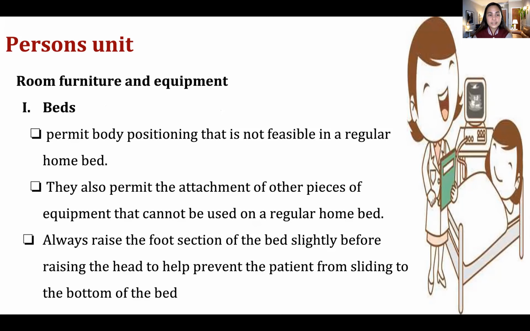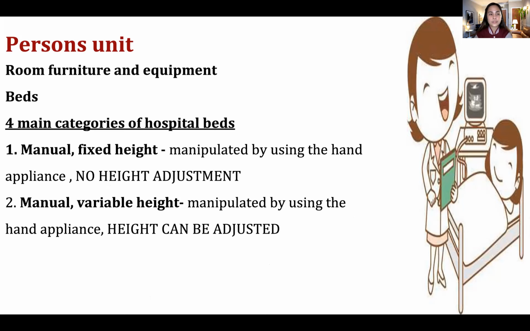There will be a bed. It permits body positioning that is not visible in a regular home bed. If you notice, the hospital bed is different from our bed in our house because you can elevate the head, you can elevate the foot, you can elevate the height or make it down. So it should be one of the room furniture that the patient is having.